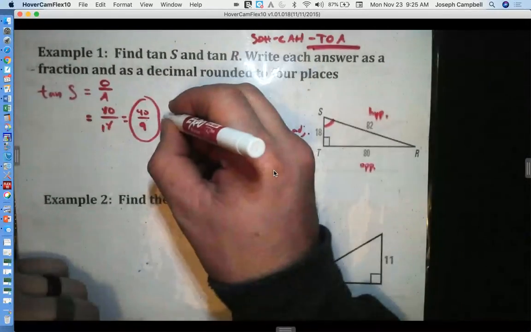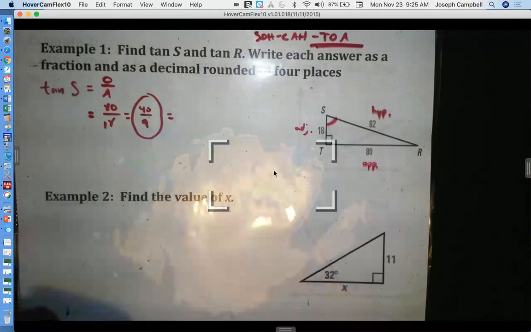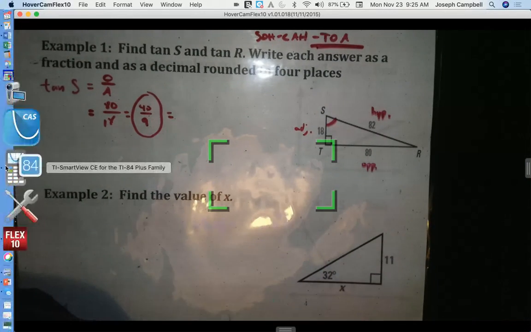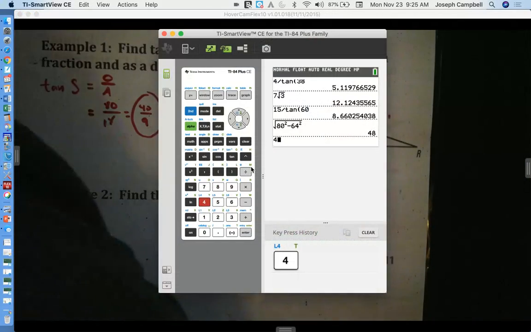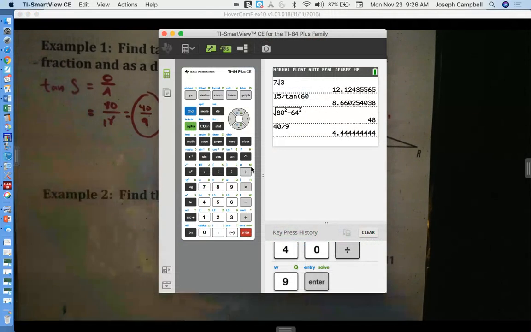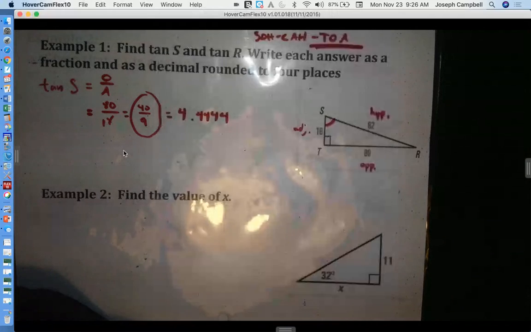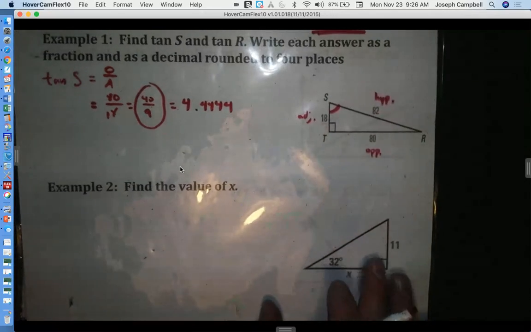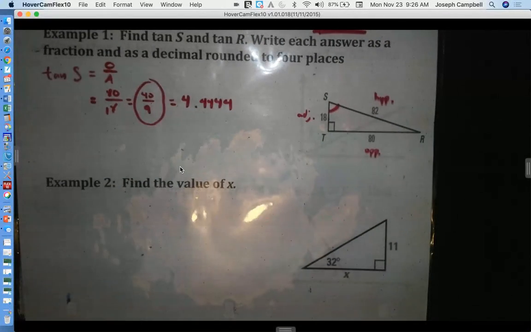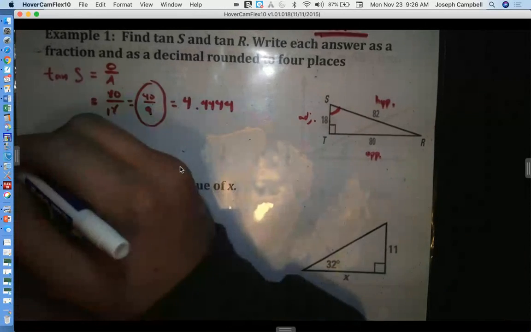Okay, so they want it as a decimal too. All right, I guess they want us to be fancy. It's no big deal. Just take it, throw it in your calculator. 40 divided by 9. That's going to be, we want 4 decimal places? 4.444, and that rounds down, so 4.4444. Just like that. Okay, now let's do the next one, tangent of R.